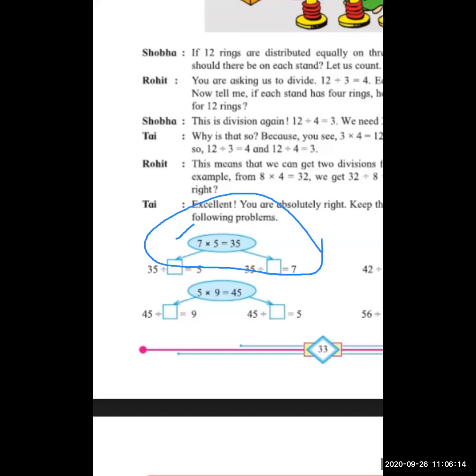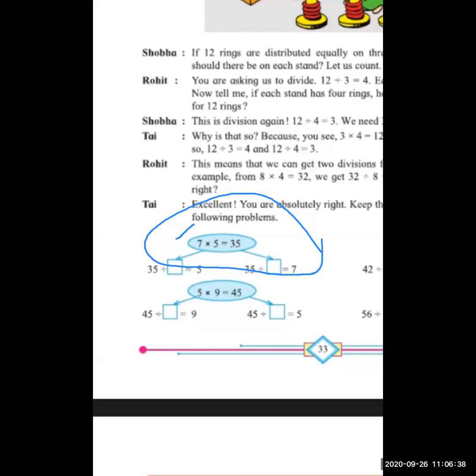Because if you are not learning all the multiplication tables, it is not possible to solve the division sums. I gave you homework also, and daily I told you to learn the multiplication table. If you are not learning any multiplication table, you cannot do any sums of division. Okay.